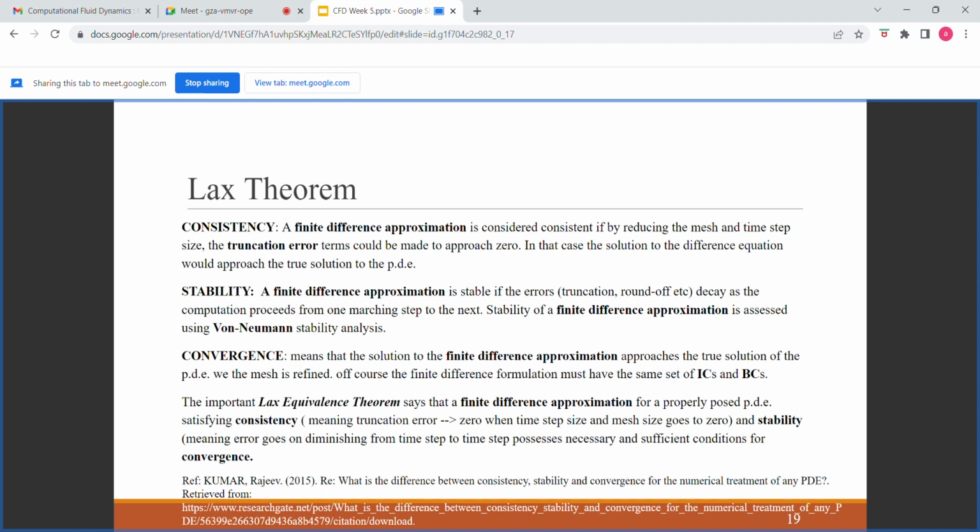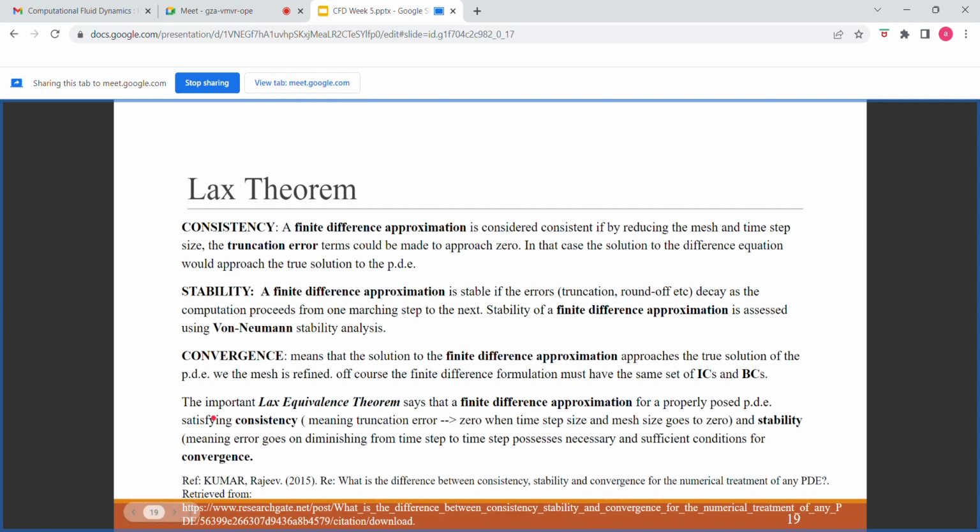That is, convergence is about the true solution to the partial differential equation that we are considering. For analysis purposes, we convert it to an algebraic equation using finite difference approximation and get a solution from it. When this solution approaches the true solution of the partial differential equation, we know that the convergence criterion is met. These terms, consistency, stability and convergence, are the terms used in the Lax theorem.